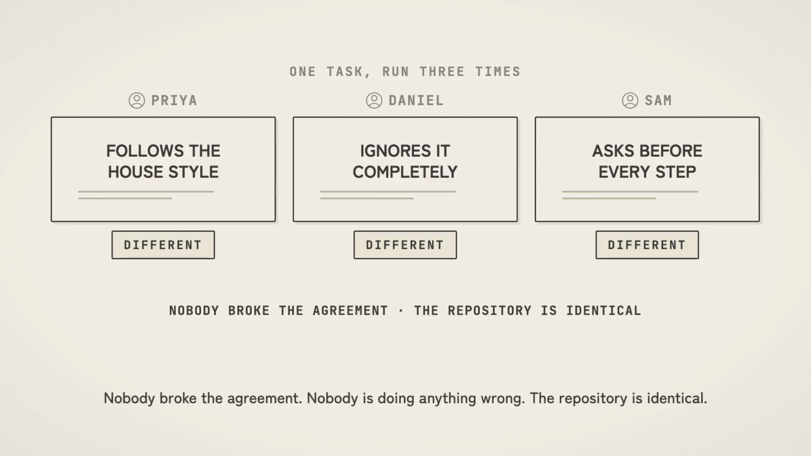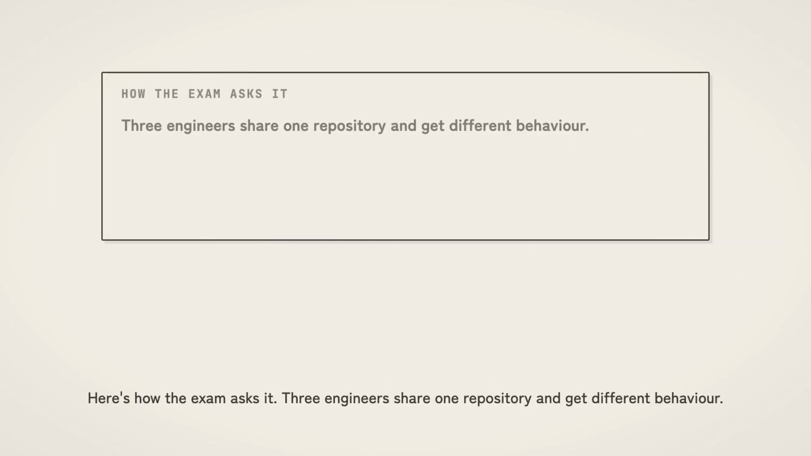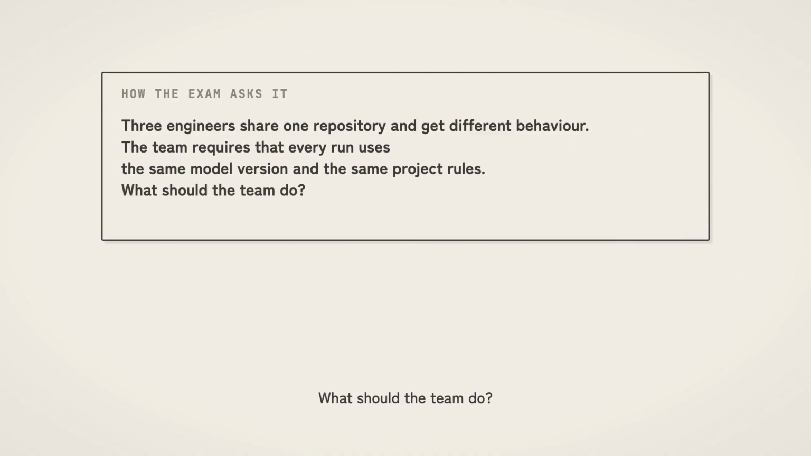Nobody broke the agreement. Nobody is doing anything wrong. The repository is identical. Freeze, because an agreement isn't a mechanism, and everything that actually decides behavior is sitting in files that nobody committed. Here is how the exam asks it. 3 engineers share one repository and get different behavior. The team requires that every run use the same model version and the same project rules. What should the team do?